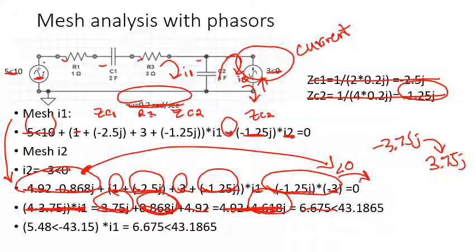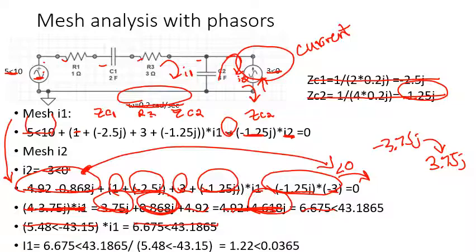Now how do I solve for I1? I just take this number and divide by this number. They are phasors. I know how to divide. So I1 equals that divided by that gets me 1.22 by taking 6.675 divided by 5.48. Phase angles, I get 43.1865 minus -43.15. Gets me around 0.0365 degrees. That's my answer for mesh current I1.